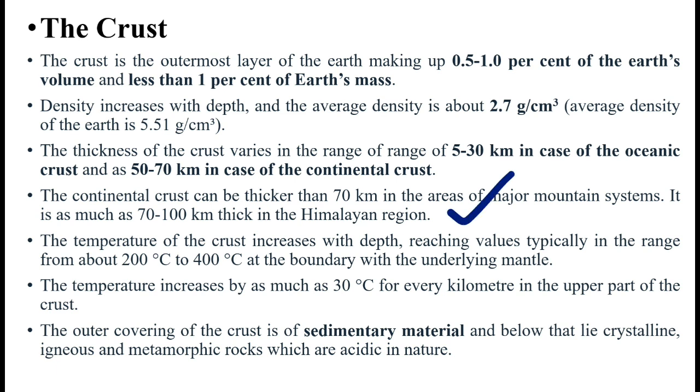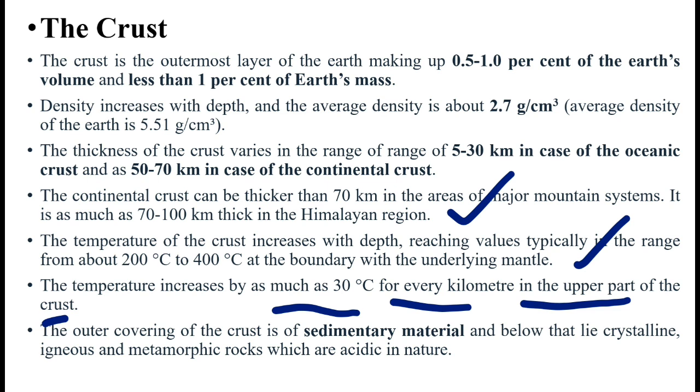The temperature of the crust increases with depth, reaching values typically in the range of about 200 degrees Celsius to 400 degrees Celsius at the boundary with the underlying mantle. The temperature increases by as much as 30 degrees Celsius for every kilometer in the upper part of the crust. As it goes down, the temperature increases.